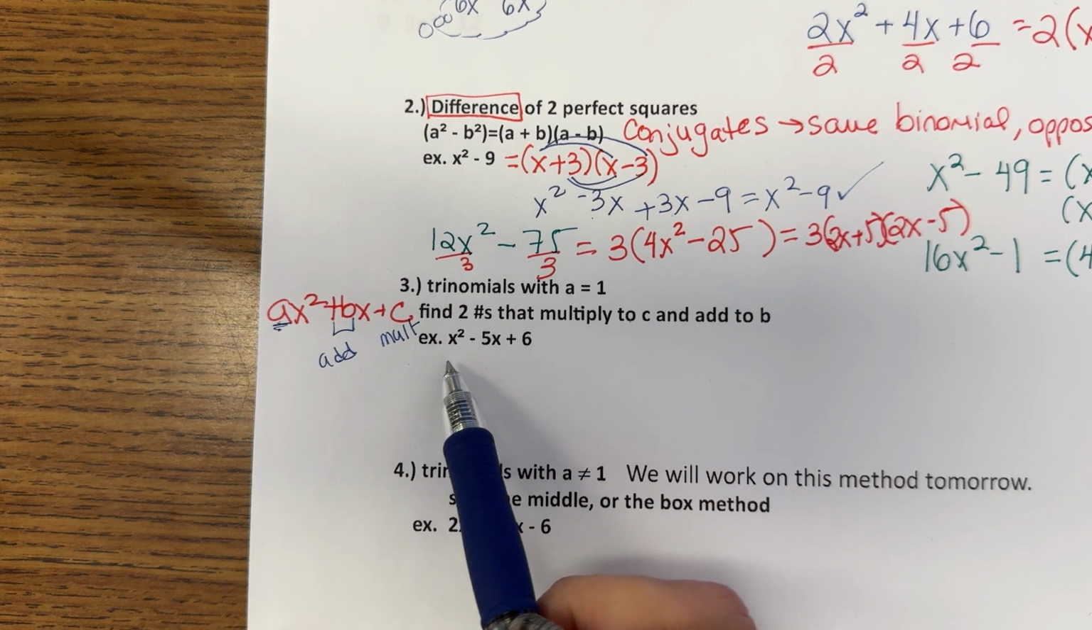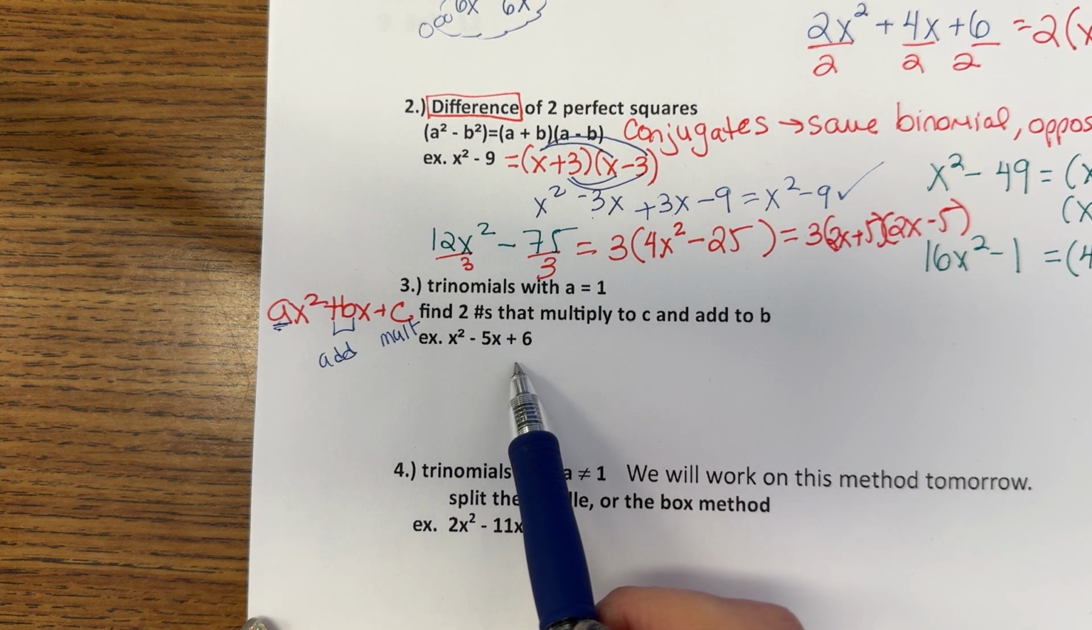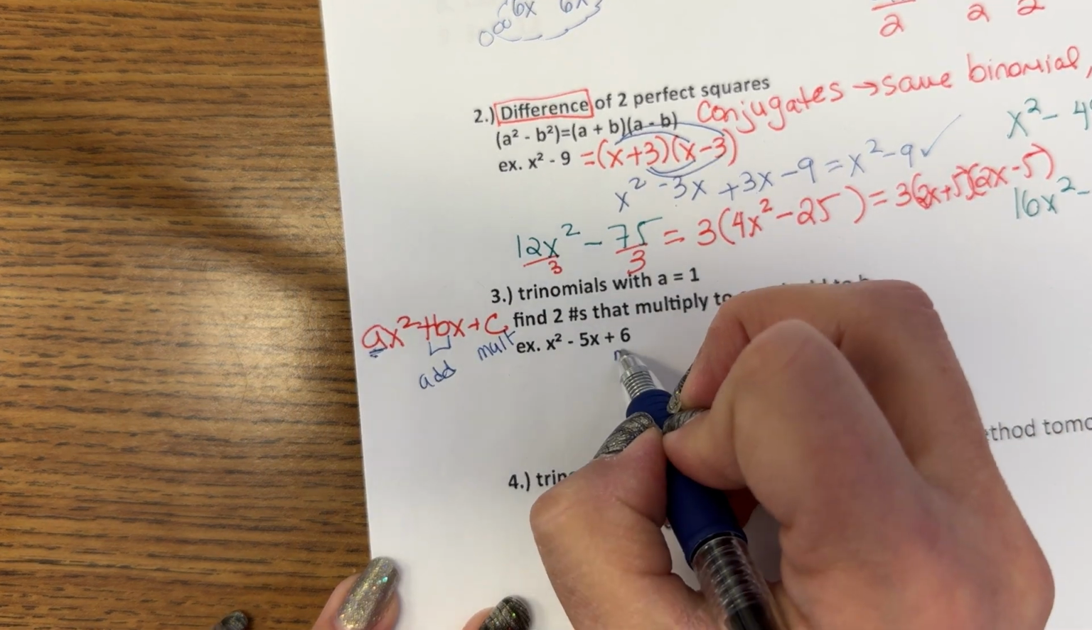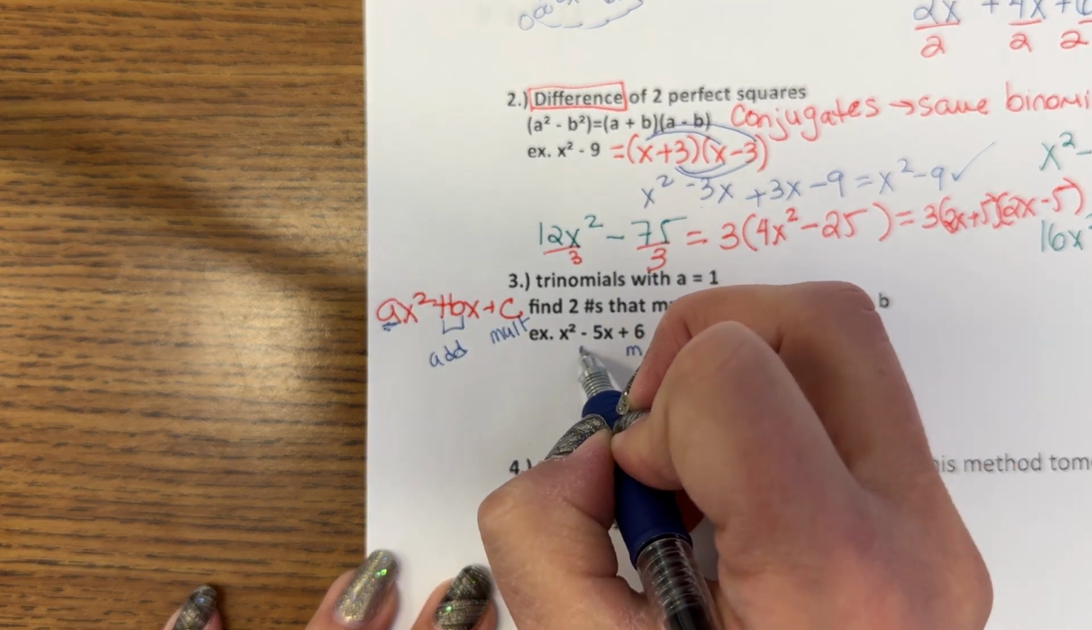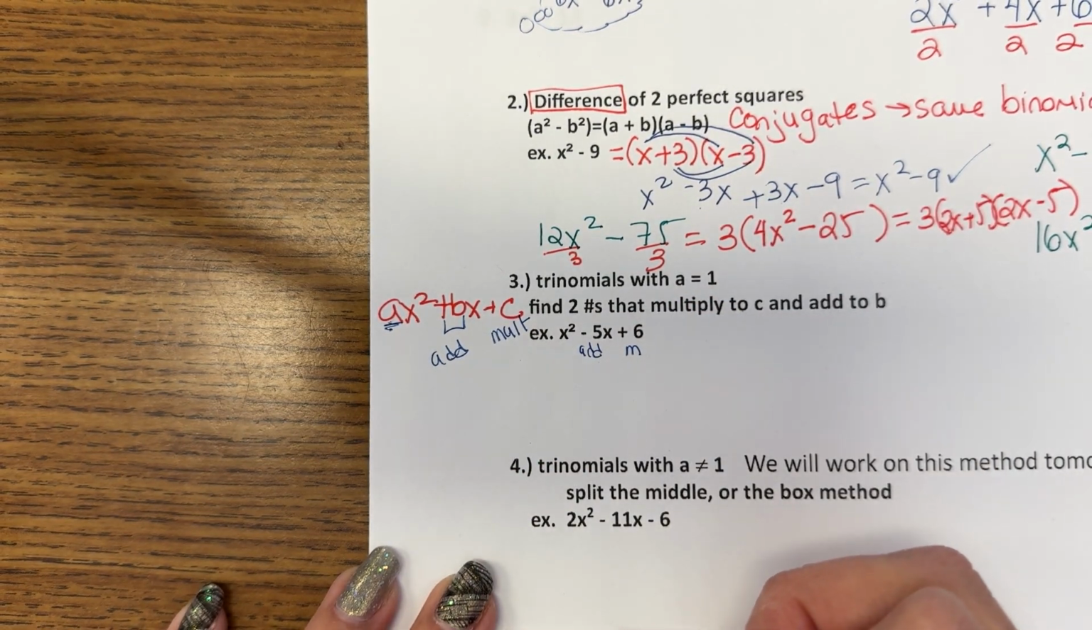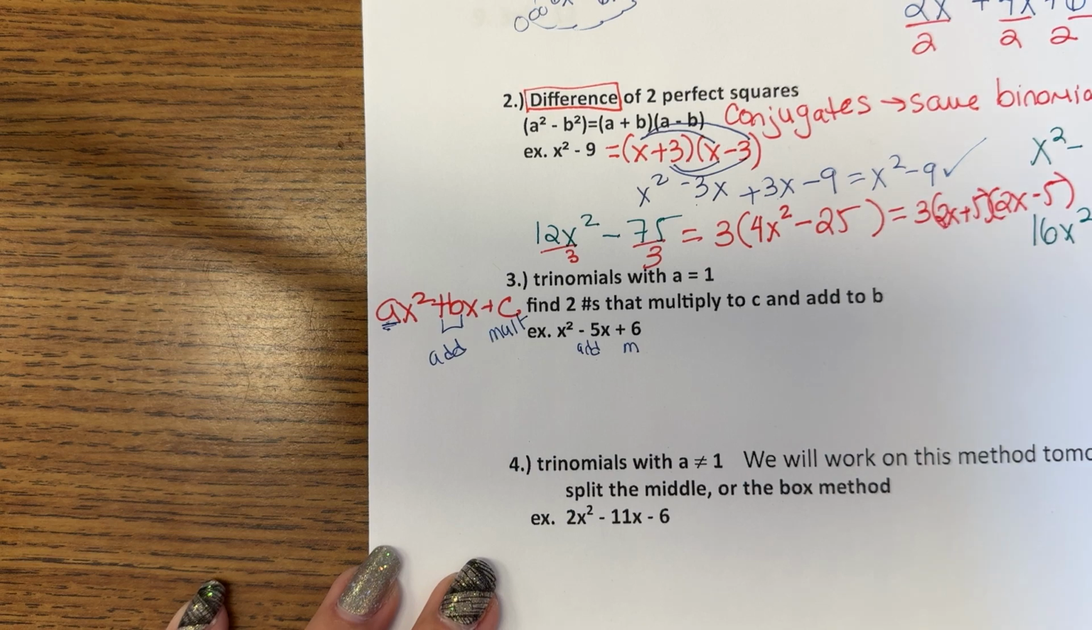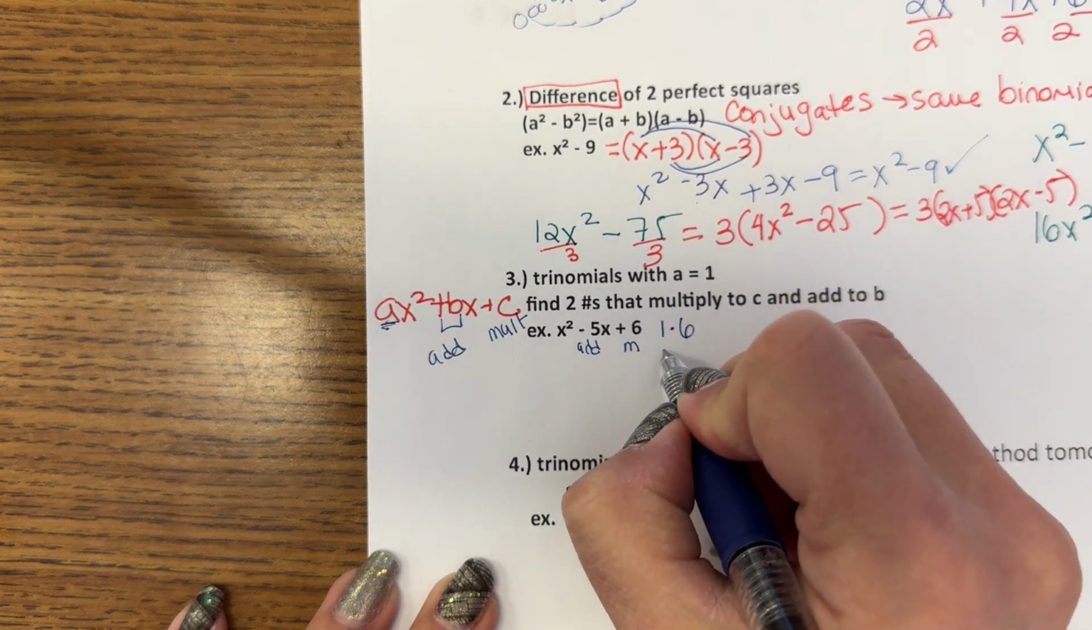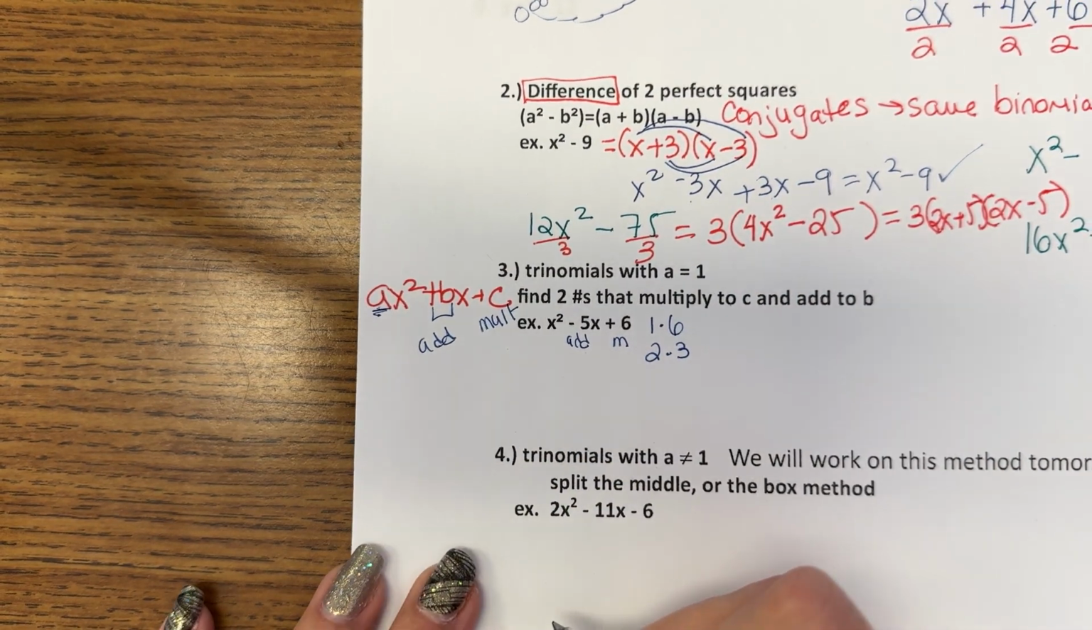All right, so our first example is x squared minus 5x plus 6. What multiplies to 6 that adds to negative 5? You don't have to do this in your head. You can list out all the multiples of 6. That's 1 times 6 and 2 times 3.